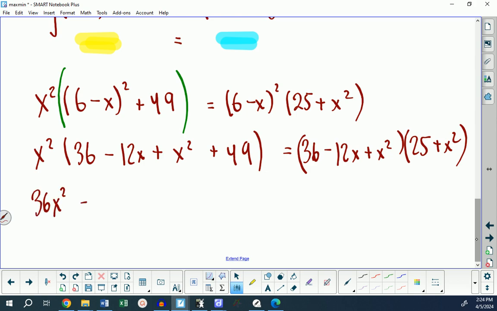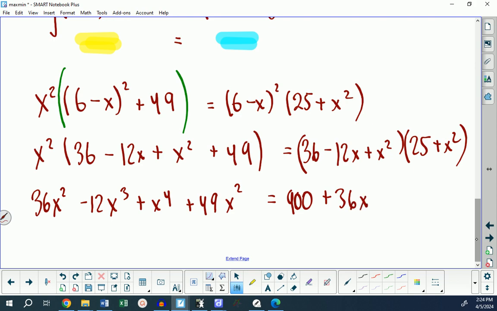36x squared minus 12x cubed plus x to the 4 plus 49. I guess I could have added the 36 and the 49 together. Does that look okay? A little bit more work here. 36 times 25 is 900, but you better double check that. Pretty sure that's right. 36 times the x squared is 36x squared.